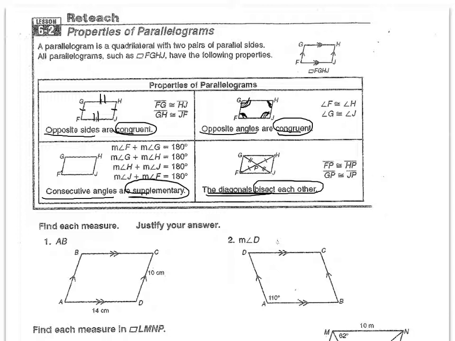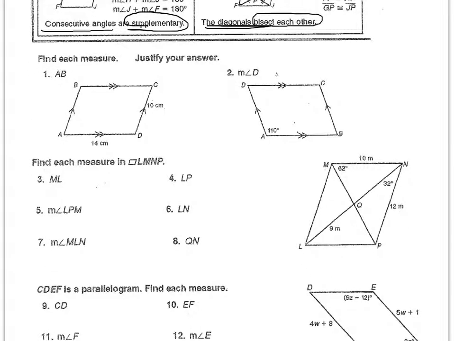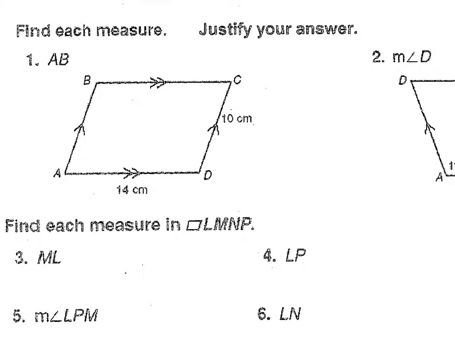Okay, now we learned the properties. Let's move down to number 1 and number 2. Problem number 1 says find the measurement and justify your answer. What do you think about 1? AB, how much is AB? That is 10 centimeters, right? Don't forget to put the unit, 10 centimeters. And let's justify it. Why is AB 10 centimeters?